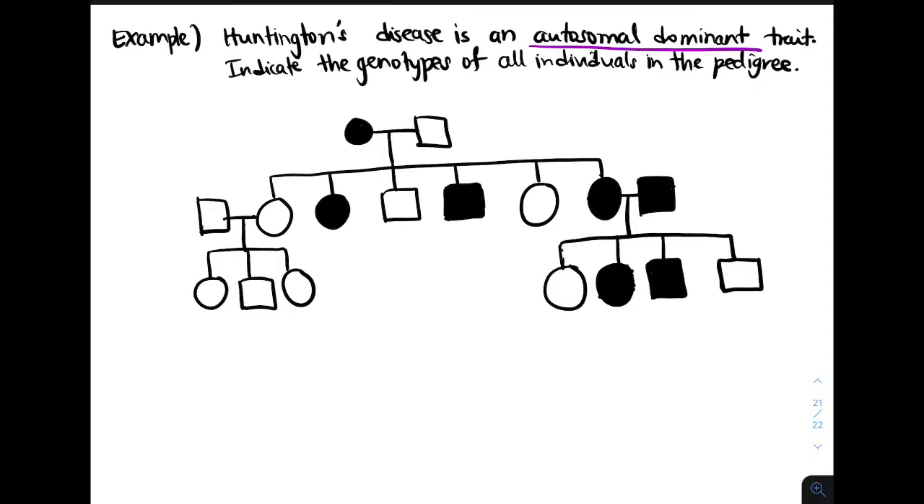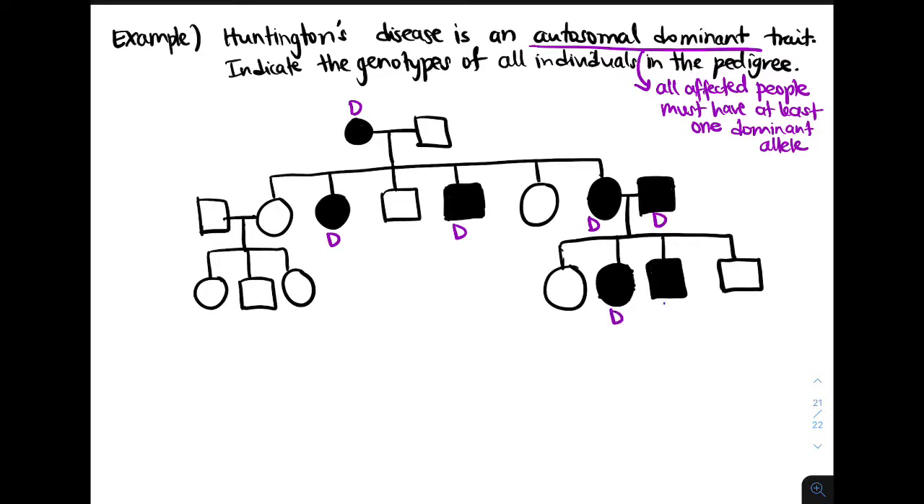And remember that the question told us that this is an autosomal dominant trait. That means that all affected individuals, which means that people that are shaded in, must have at least one dominant allele. This is because if they show the trait, they have to have at least one dominant allele. So let's start out by writing one dominant allele for all individuals that are shaded.